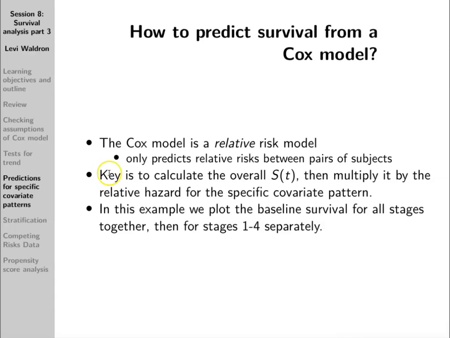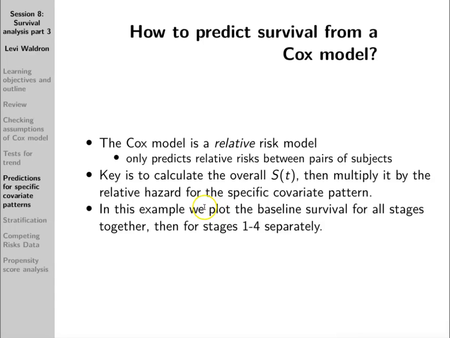So the key to doing this is to calculate an overall survival function, which we've learned how to do with the Kaplan-Meier estimate. And you've also, if you did the data science unit relating to this section, done this using survreg and a parametric model for estimating S of t. But either way, you calculate this overall survival function and then just multiply it by the relative hazard for the specific covariate pattern, by that relative ratio.